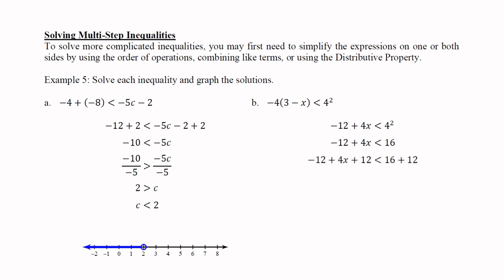Now we'll add 12 to each side. That gives us 4x is less than 28. And then finally, we're going to divide by 4, which gives us x is less than 7. And here it is graphed on the number line for you.